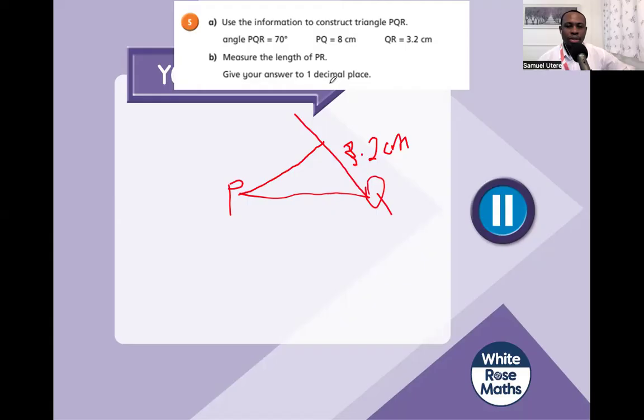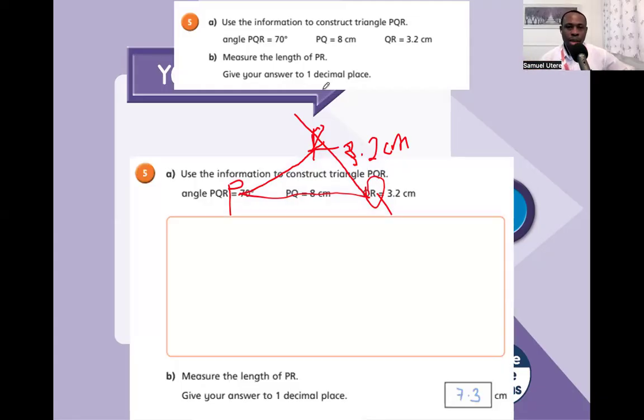Next, you were asked to measure the length of PR. So remember, the vertex here is R. QR is 3.2. So PR, you measure that and you round your answer to 1 decimal place. So obviously your ruler only goes to 1 decimal place, so you don't even need to round. You just measure and you write your answer in. If you do that, you'll find out your answer is 7.3 centimeter.